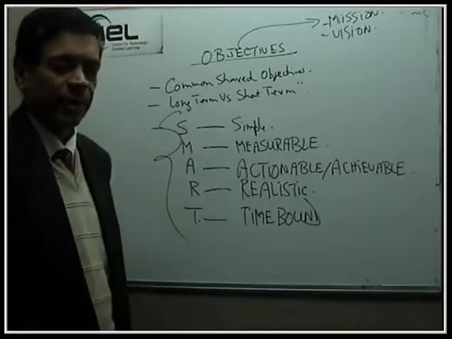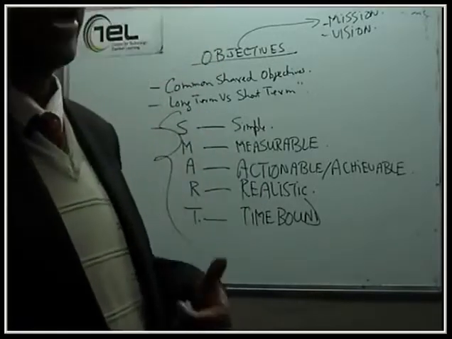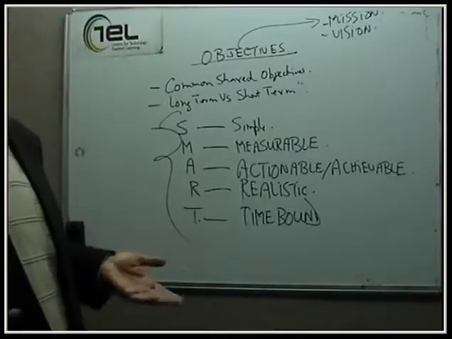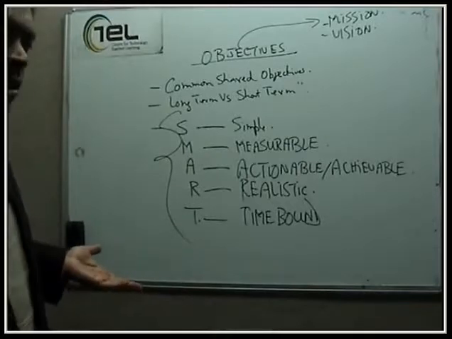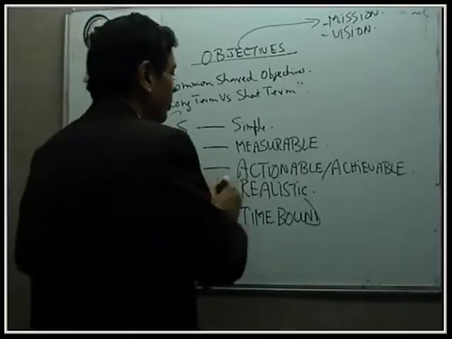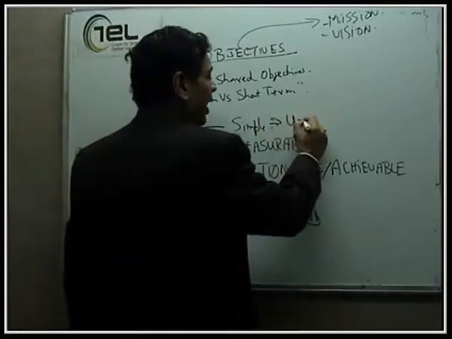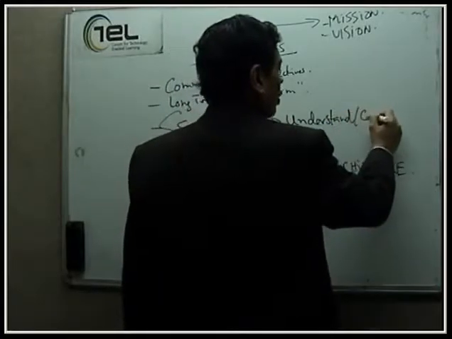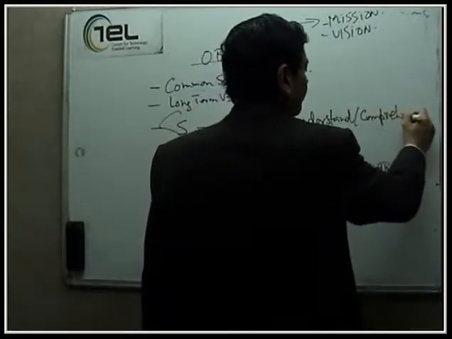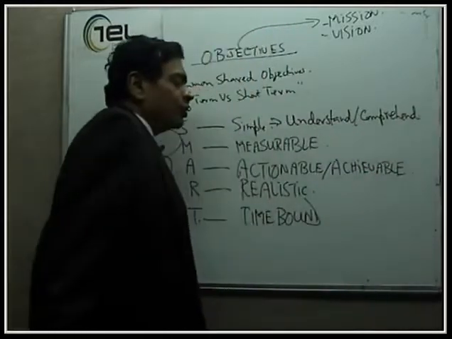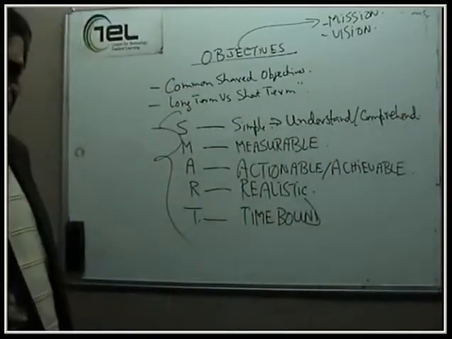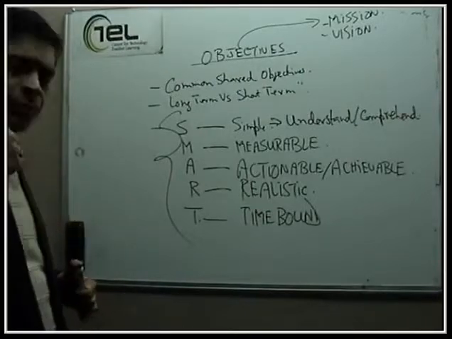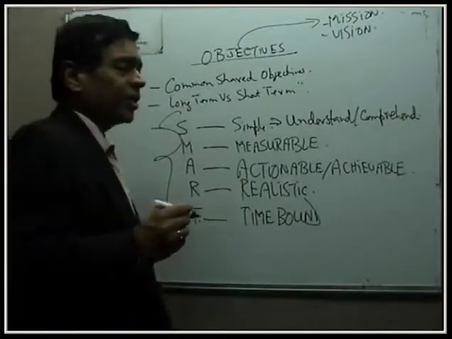S stands for simple. Simple means let's not define objectives being very complex. Because if the objective is very complex, it's not understood, you may not achieve what you want to do. So make it somewhat simple to be understandable. People must comprehend. In other words, the objective is simple enough and it can be understood. What are you trying to achieve? What is your objective? The next is measurable.